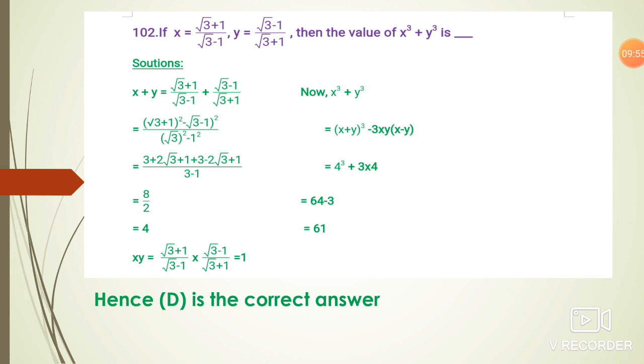Now x cube plus y cube equals (x plus y) whole cube minus 3xy into (x plus y). It is the formula. So after putting the value of x plus y and xy, we will get 4 cube minus 3 into 4, that means 52. But there is no option of 52 in the given options, hence D is the correct answer.